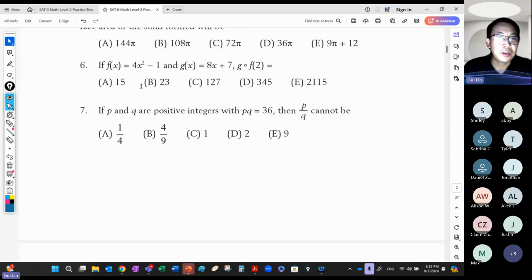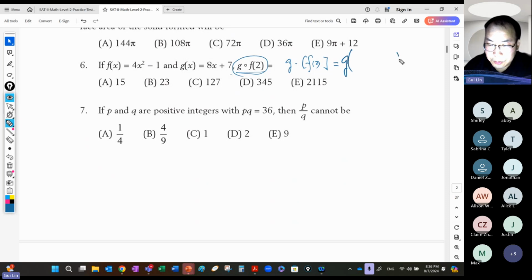Number 6. If the function f(x) is 4x squared minus 1 and g(x) is ax plus 7. Oh, this we talked about last week. I think the week before last week, maybe. So g, actually they have a sequence, right? So they can be rewritten like this.